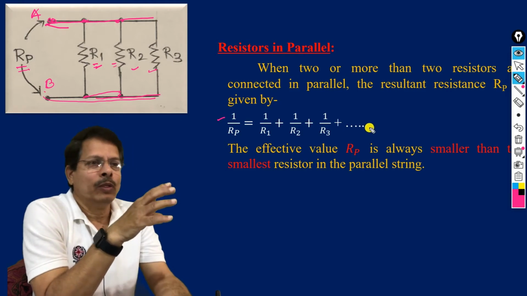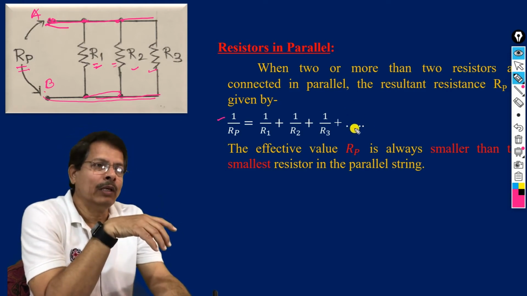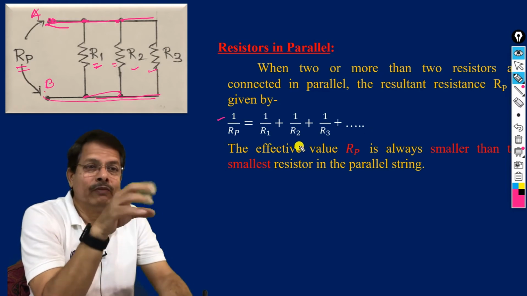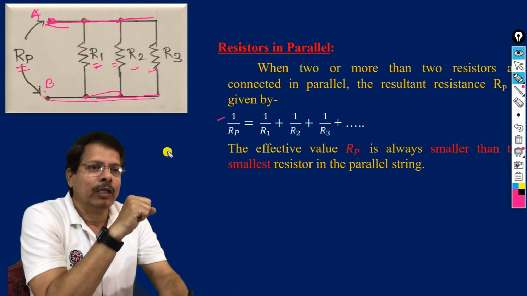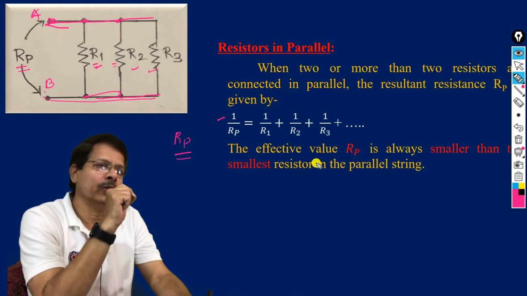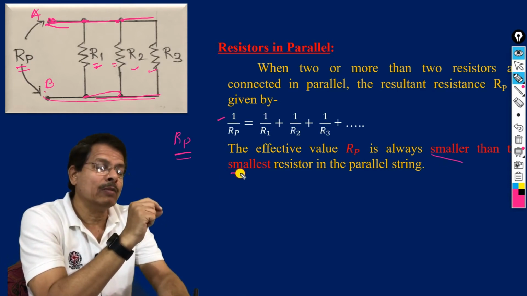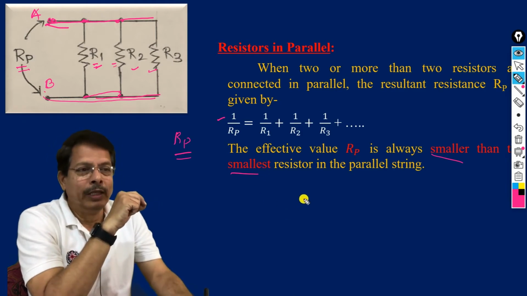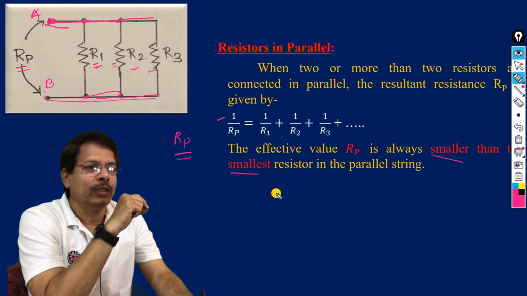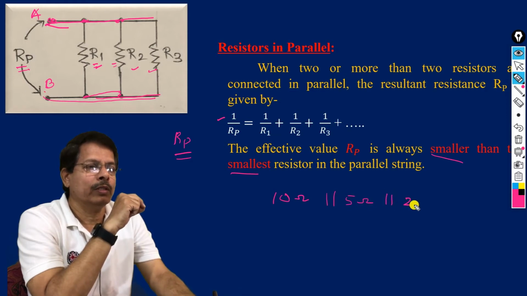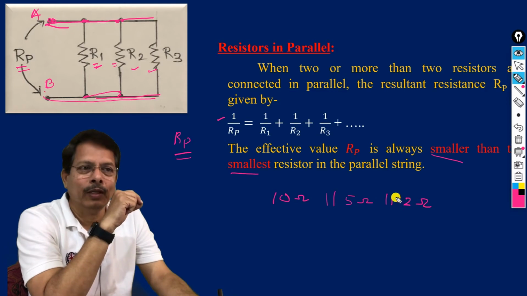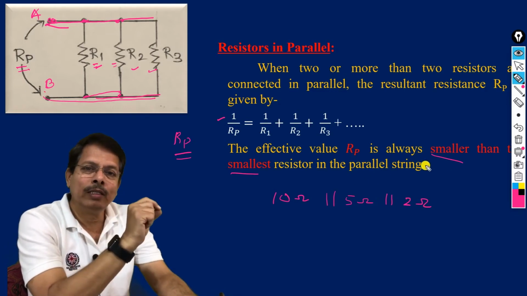If it happens to be more than 3 resistors, it would then be 1 by R4 and so on. So this effective value is very interesting. The effective value is RP, R for resistor, P for parallel combination. The effective value RP is always smaller than the smallest. Meaning, for example, if you have 10 ohm in parallel with say 5 ohm in parallel with say 2 ohm, then what does this statement mean, smaller than the smallest?